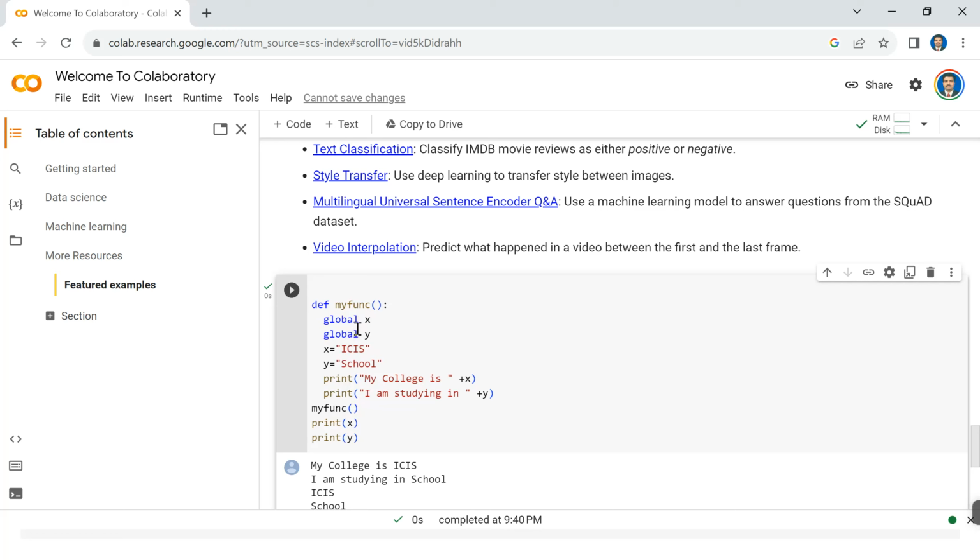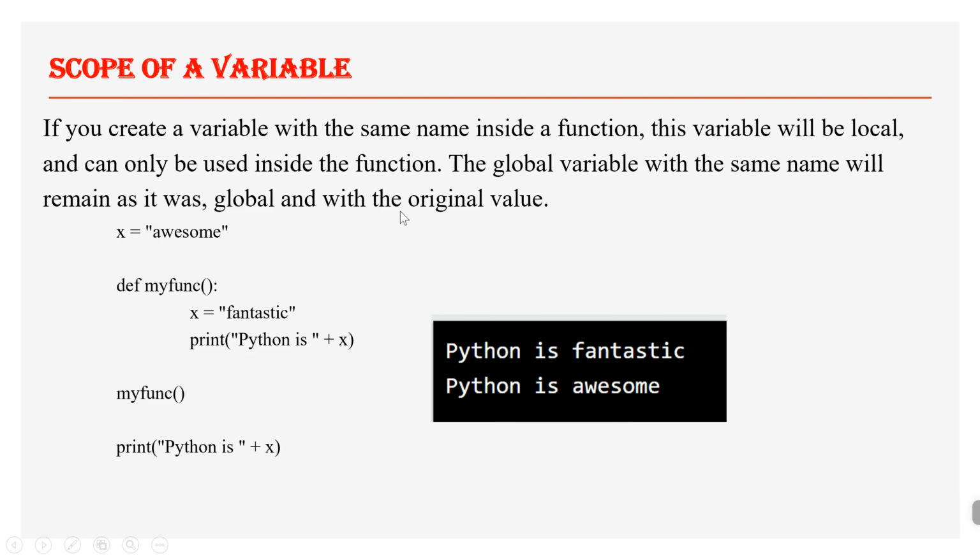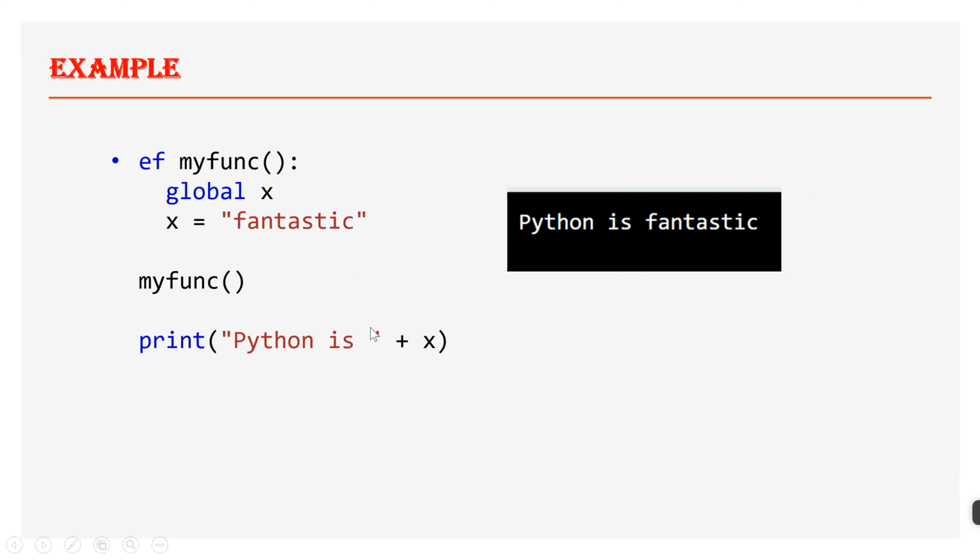If I don't mention these two lines, then x and y will have the values limited only to the function. But as I declared global to the variables x and y, it goes everywhere. See here, my college is ICIS, I am studying in school. It's outside the function. School, outside the function. X and y, because they are global in nature. So this is the meaning of a global variable, the global keyword.